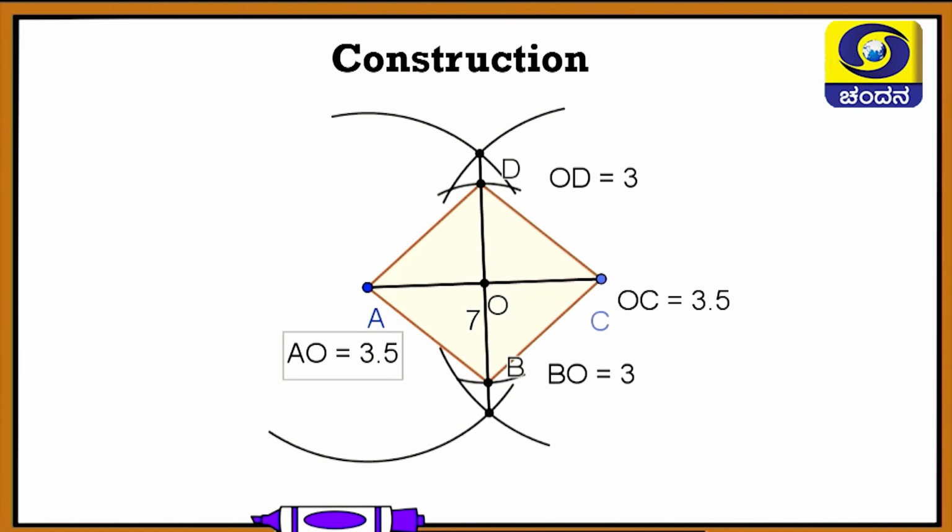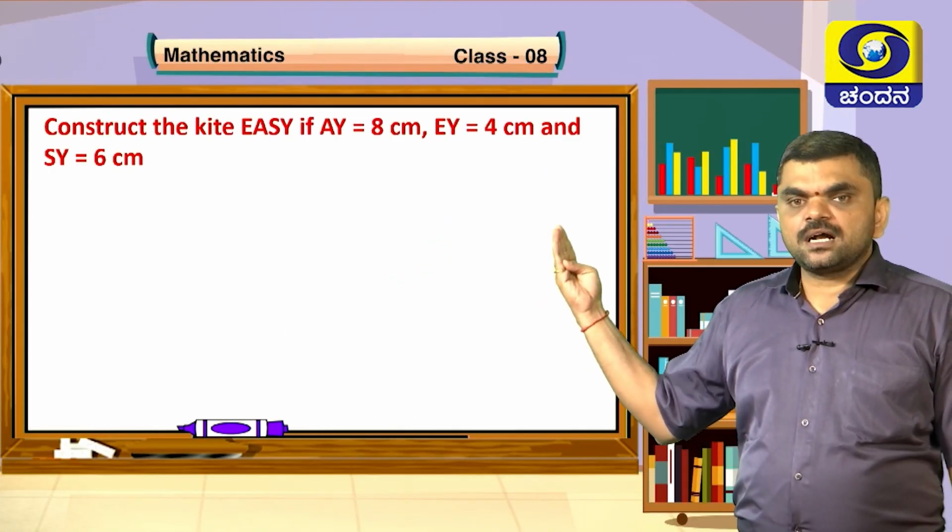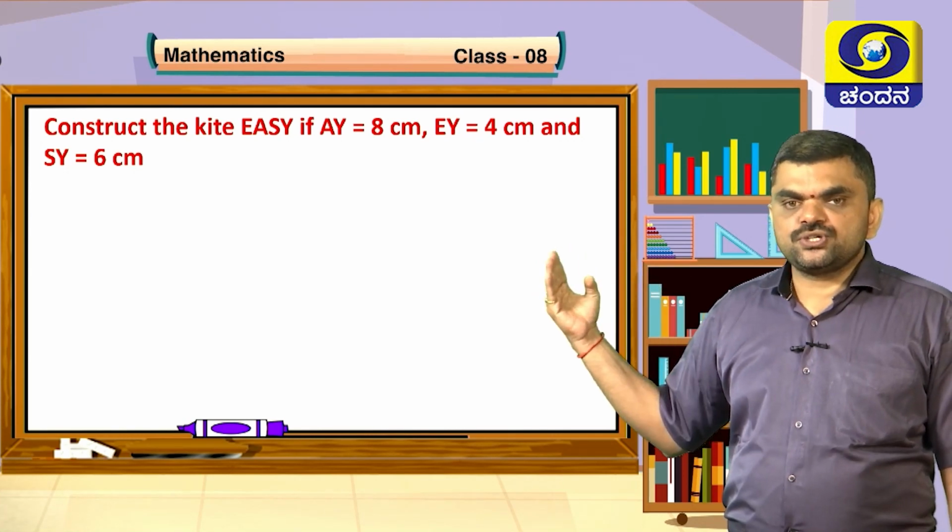Now join BC, join CD, join AD and join AB. Observe here, children, you have to observe carefully. AO is equal to 3.5 centimeter, whereas OC is equal to 3.5 centimeter and OD is equal to 3 centimeter, BO is equal to 3 centimeter. Here we know one more property, that is all the 4 sides are equal here, children. So construct the kite. They have asked one question.